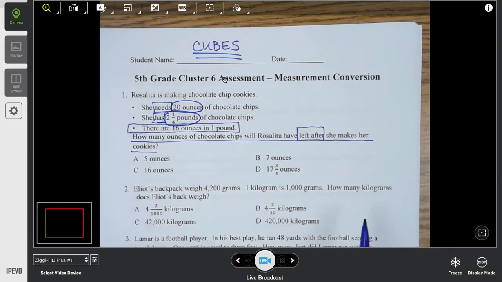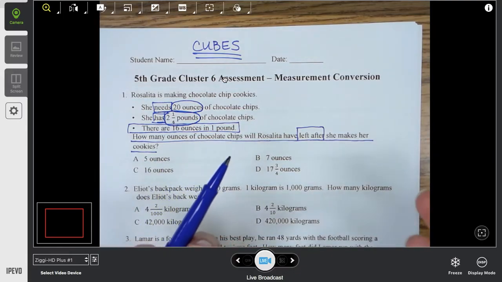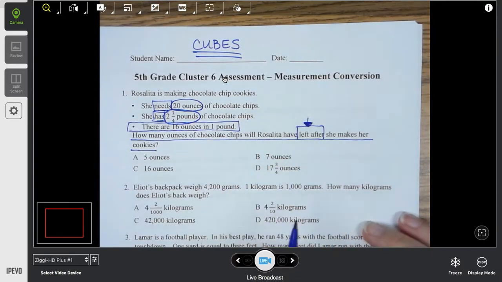So for example, if I had 5 pounds and I need 3 pounds, I would subtract to figure out what's left. I had 5, subtract 3, I have 2 pounds left. So it's going to be a subtraction problem, because this right here tells me I have to compare what I have and what I need.